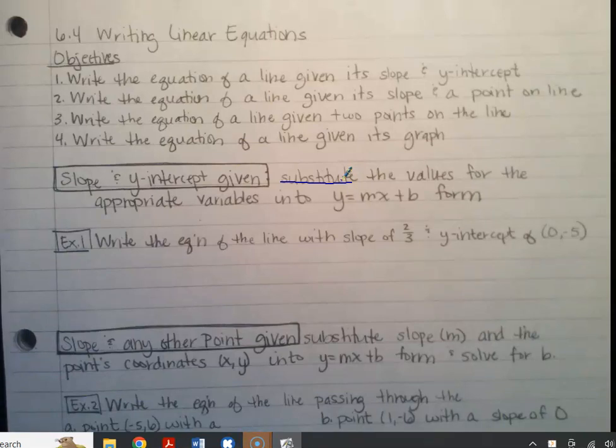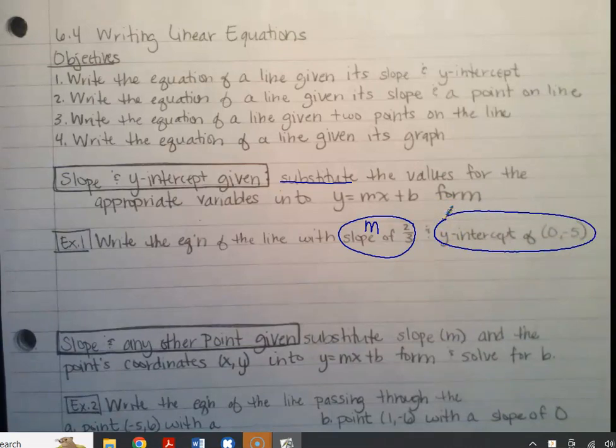So we're going to substitute the values because it's coming from the slope and the y-intercept. Example 1, write the equation of the line with the slope of 2/3. What variable is that? Y? Nope, slope is not y. Not x. X and y are an ordered pair. Slope is always m. So your m equals 2/3 and your y-intercept is (0, -5). What's the variable for y-intercept? B. So here your b equals -5, where your m equals 2/3.